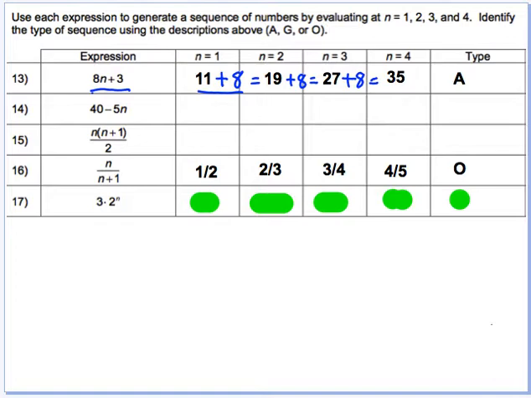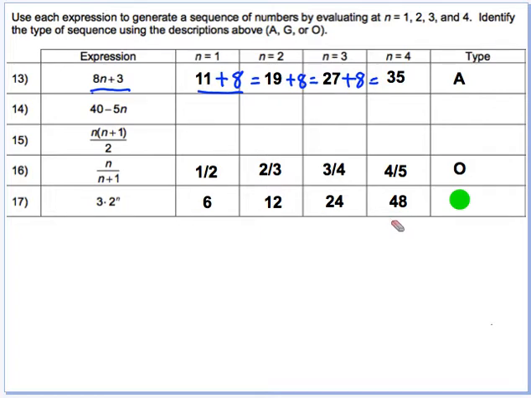All right, so the next one, the last one we're going to do together, 3 times 2 raised to the 1 power. Well, 2 to the 1 power is just 2, so 3 times 2 gives you 6. And then 2 squared would be 4 times 3 gives you 12. 2 cubed is 8 times 3 gives you 24. And then 2 to the 4th power is 16 times 3, which is 48.